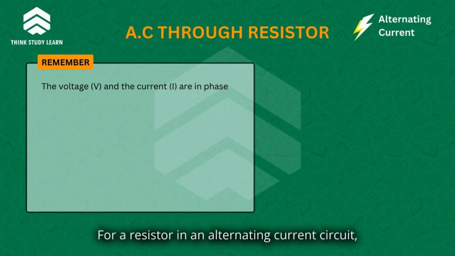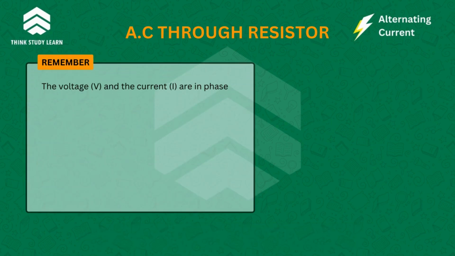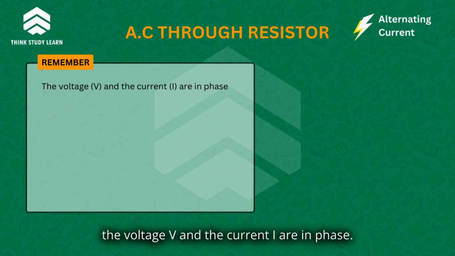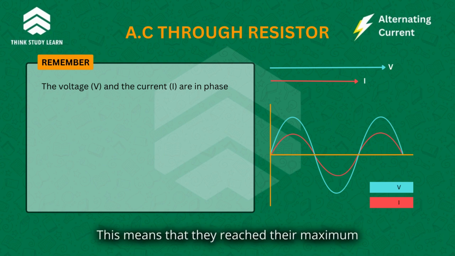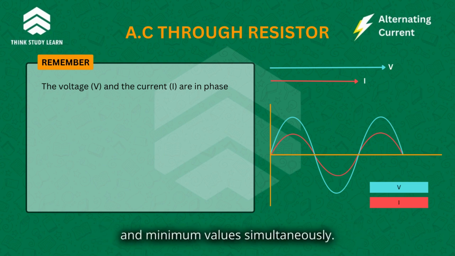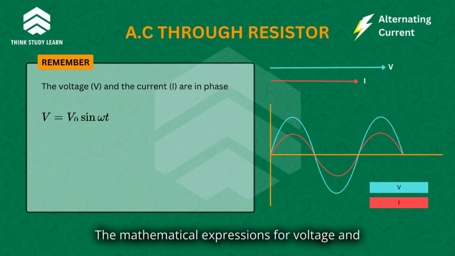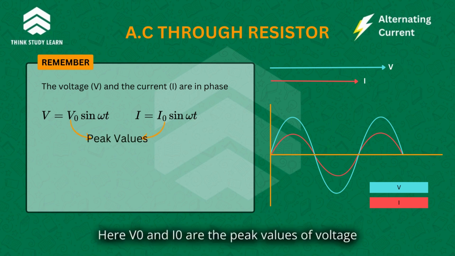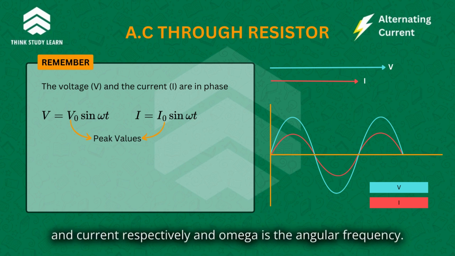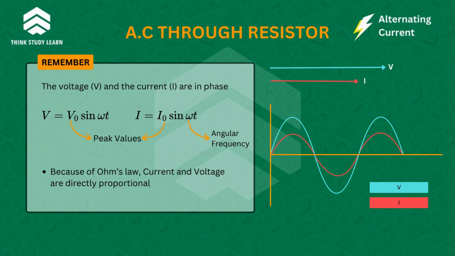For a resistor in an alternating current circuit, the voltage V and the current I are in phase. This means that they reach their maximum and minimum values simultaneously. The mathematical expressions for voltage and current are these. Here V0 and I0 are the peak values of voltage and current respectively, and omega is the angular frequency.